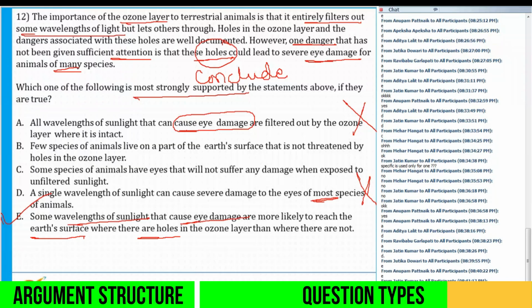It does not tell that the eye damage is for animals. So what? It can cause eye damage for animals of many species. So eye damage, who will it happen to?